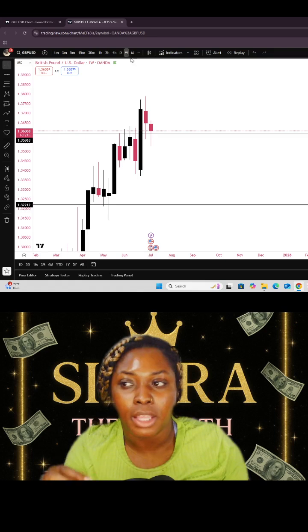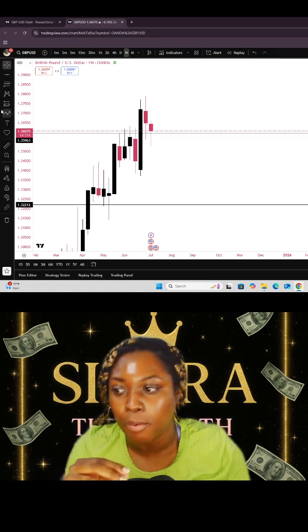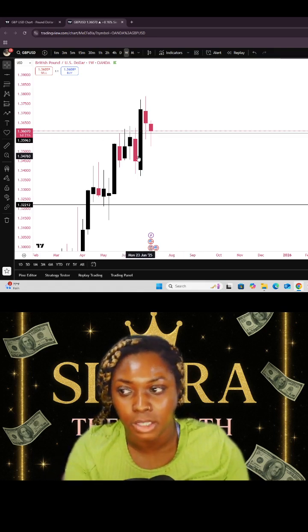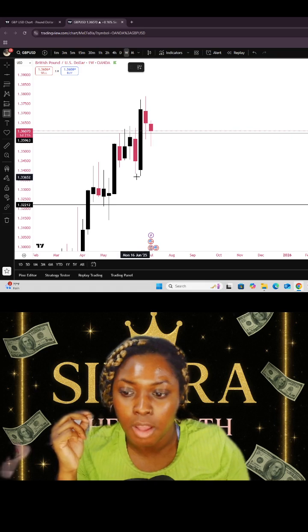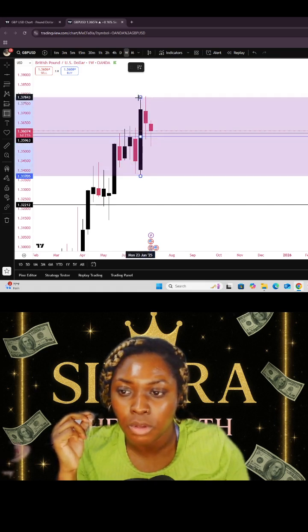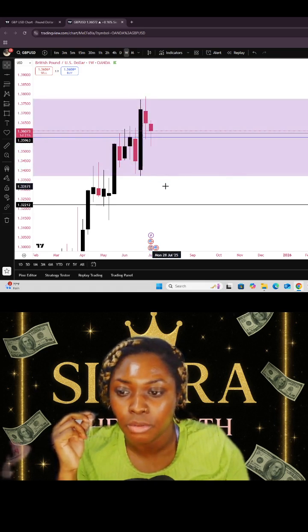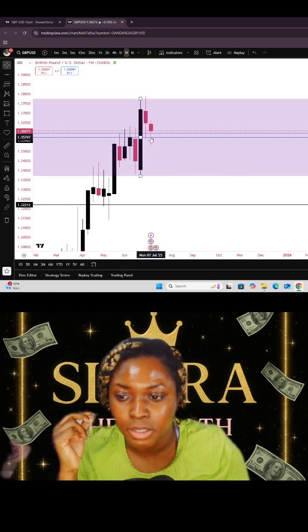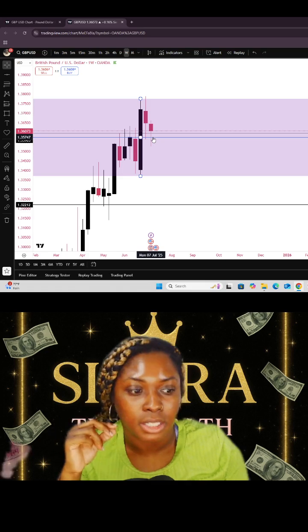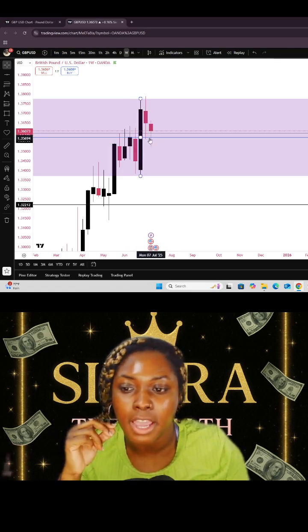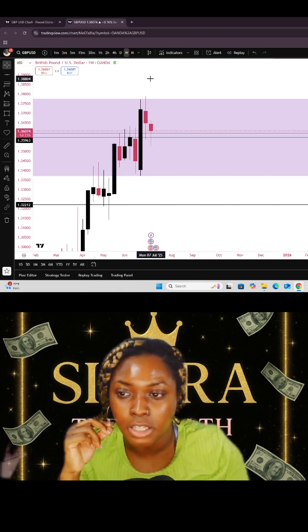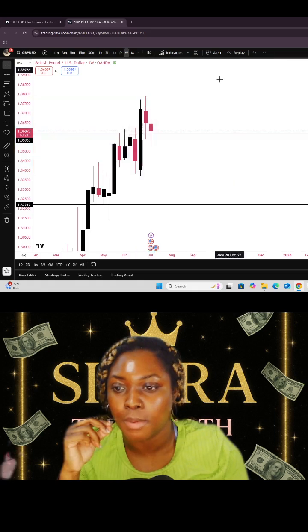But when you get these on your higher time frames, you want price to pull back to 50% of this candle. So I'm going to measure this candle with my rectangle tool. I'm going to go from the low to the high of this candle. And 50% is this blue line. And price did just that. It came back to 50%, and now it's trying to continue its bullish move up.